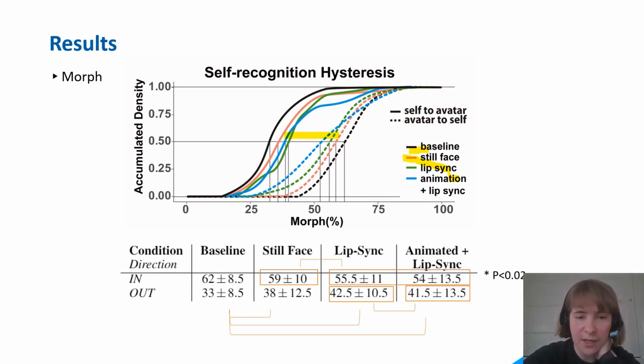And that is significant. So there is a better self-identification with the avatars after the embodiment, no matter which condition. But if we look more closely, the still face did not create such a strong self-identification as compared to the lip sync and the animated lip sync in the in direction, which is from the avatar to the self. And in the out direction, it was even more, the animated lip sync produced an even stronger self-identification, and all of that is significant. There are more details about the morphing results in the paper.